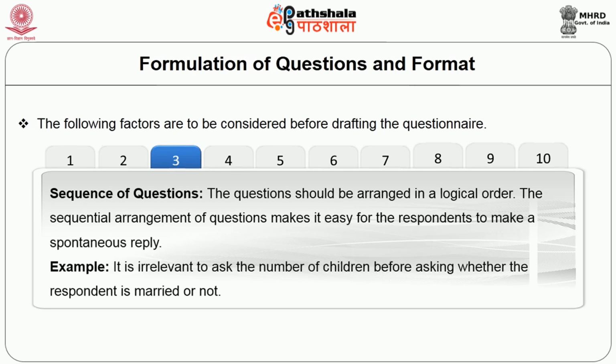Number 3. Sequence of questions. The questions should be arranged in a logical order. The sequential arrangement of questions makes it easy for the respondents to make a spontaneous reply. Example, it is irrelevant to ask the number of children before asking whether the respondent is married or not.